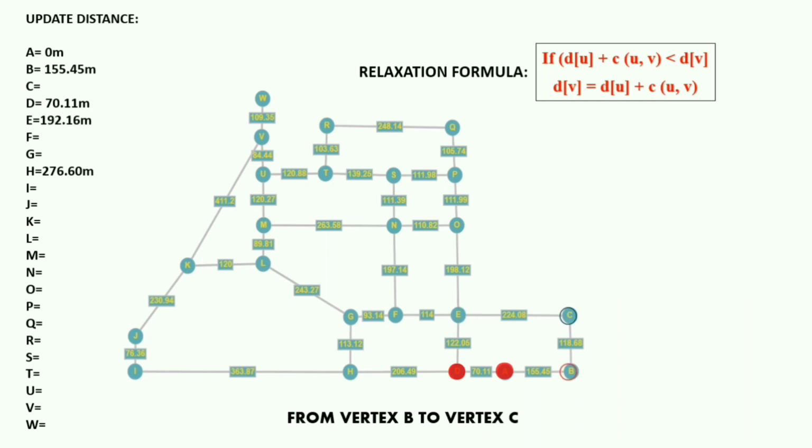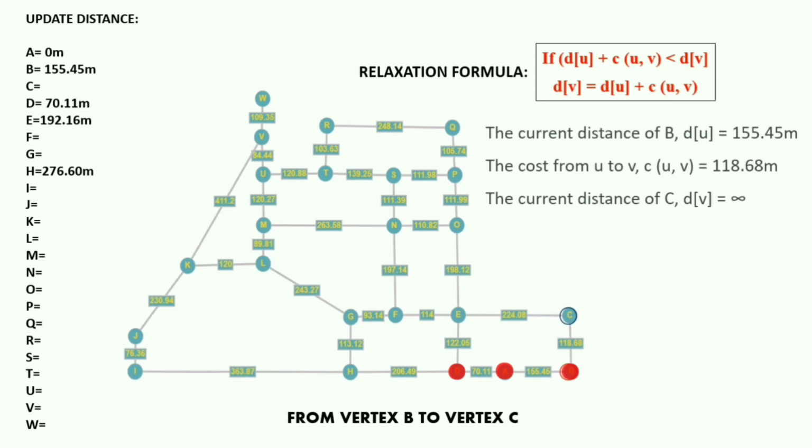So for now, if we find the shortest path among 276.6 meter, 192.16 meter, 155.45 meter, and infinite for all other remaining vertex, the shortest path is 155.45 meter. So we pick vertex B. The vertex connected to B is vertex C. So we will perform relaxation for vertex C.